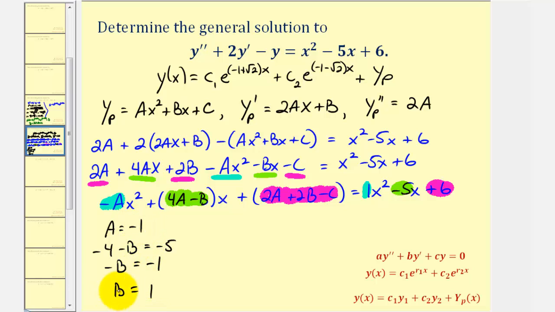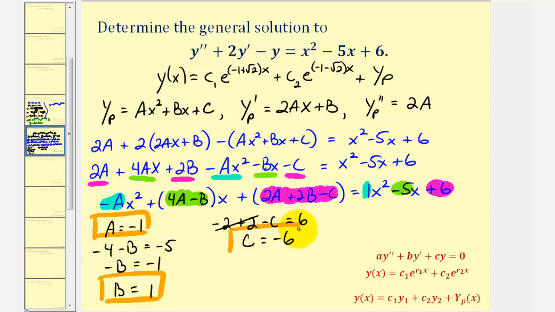So we know a is negative 1, and we know b is positive 1. And finally, we know that 2a plus 2b minus c must equal positive 6. Well, again, if a is negative 1, this would be negative 2. B is positive 1, so we'd have plus 2 minus c must equal 6. Well, these sum to 0. Negative c equals 6, so c equals negative 6. Now that we know the values of a, b, and c, we found the coefficients of our particular solution. And since we have a particular solution, we now have the general solution to the original non-homogeneous differential equation.